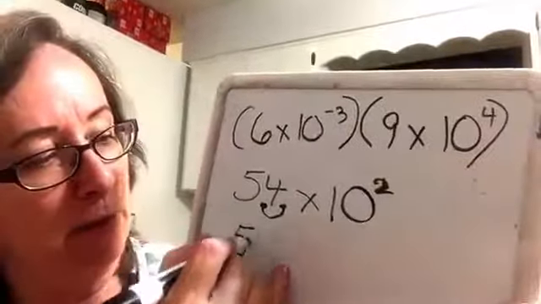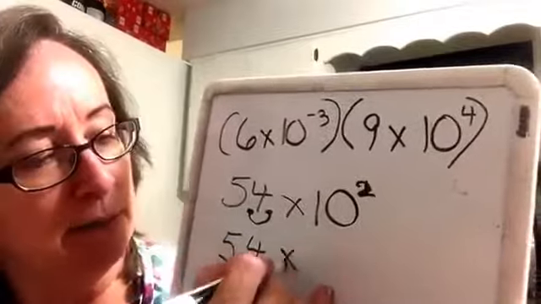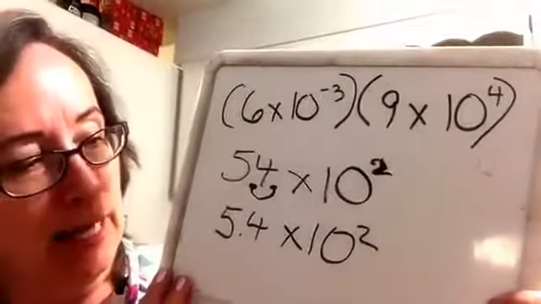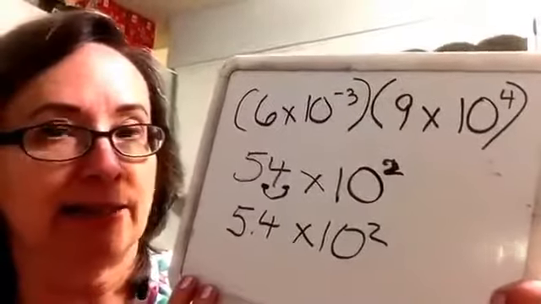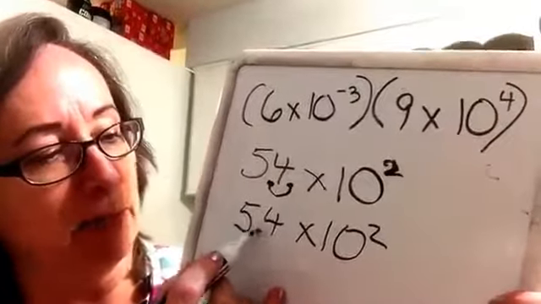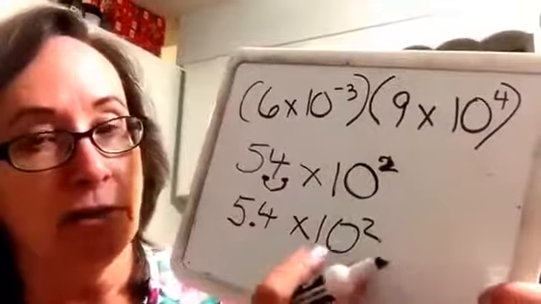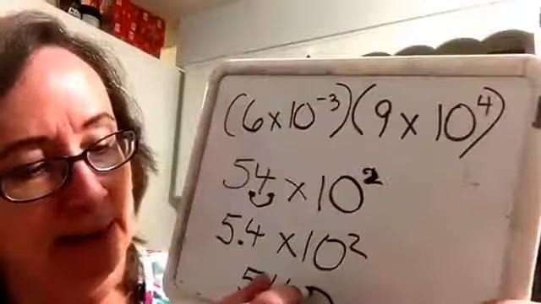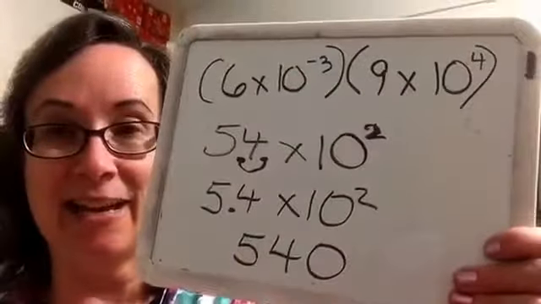So 5.4 times 10 squared is the scientific notation. And then to get to the standard form, I'm going to take this decimal right here, move it 2 places to the right, and get 540 is the standard form of that number.